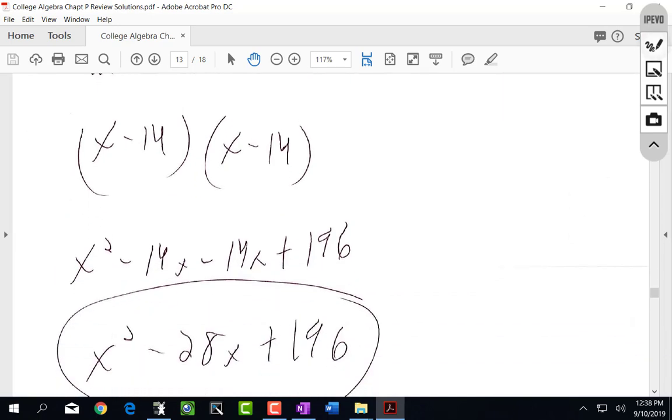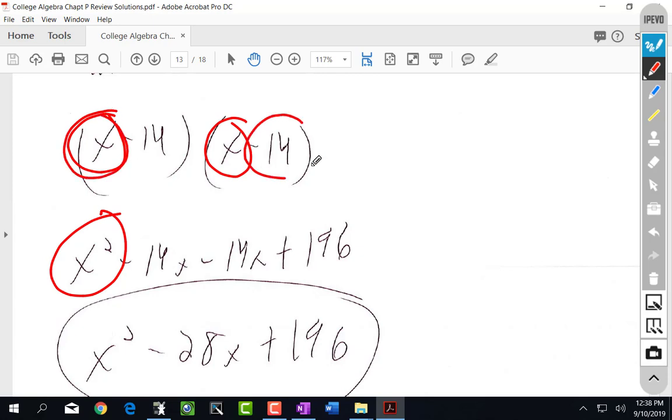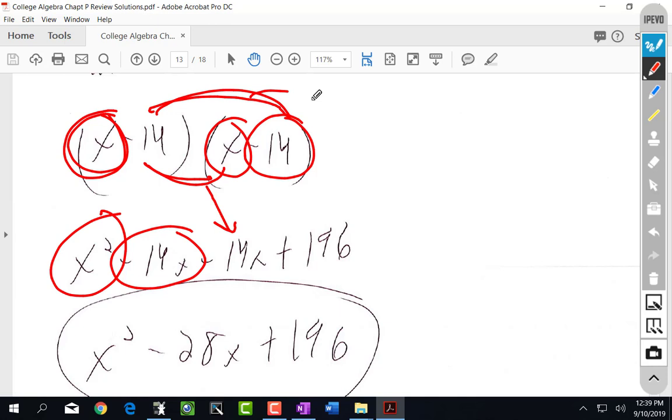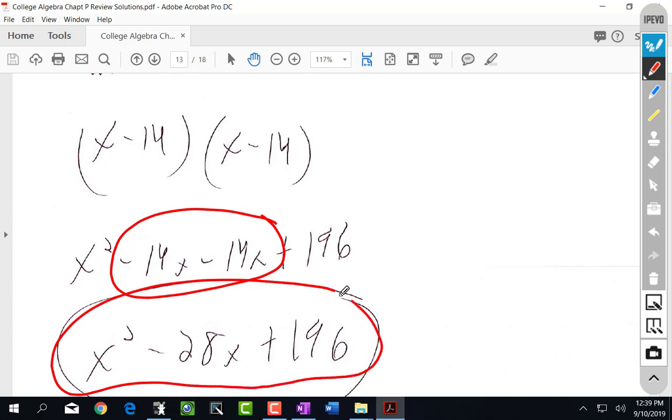So FOILing those, here's my first. Got x times x. That's going to give me x squared. My outside is going to be x and negative 14. So that's negative 14x. Here's my two insides. It gives me also negative 14x. And then my two lasts are going to be right here, negative 14, negative 14. Multiply those together and get 196. So now combining like terms, I've got a negative 14x, negative 14x, my outsides and insides combined together. That gives me x squared minus 28x plus 196.